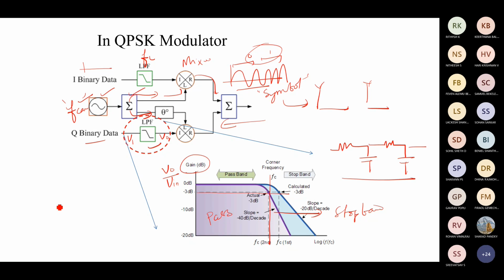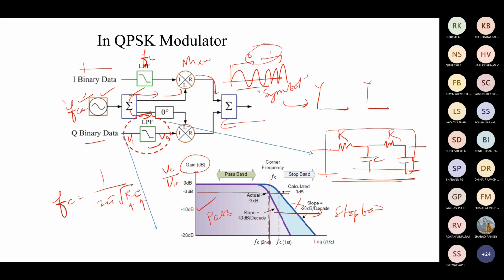You have the RC, so the cutoff frequency is nothing but 1 by 2 pi root RC. And if you know the capacitance value, you can calculate the resistance, or vice versa. So by substituting this RC in a periodic manner, you will get this low pass filter, and the low pass filter will clip off this region.